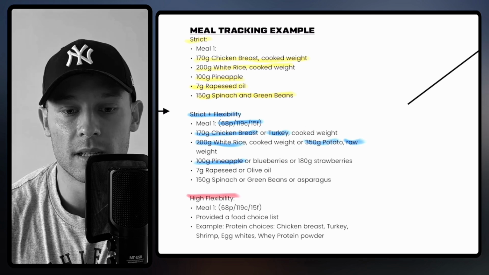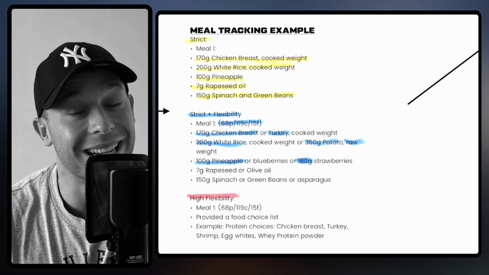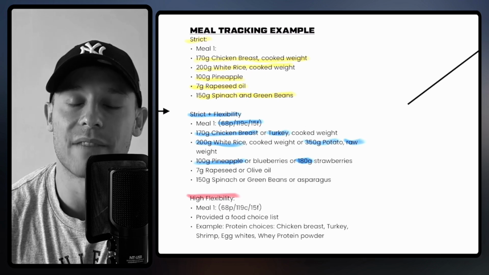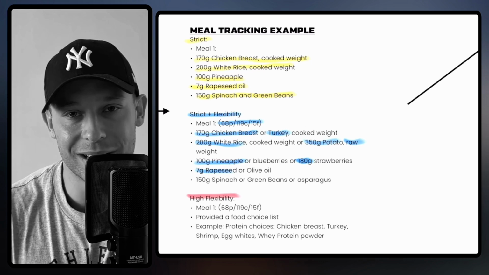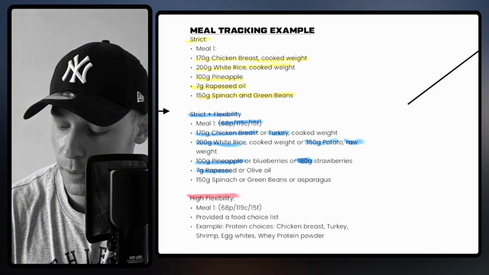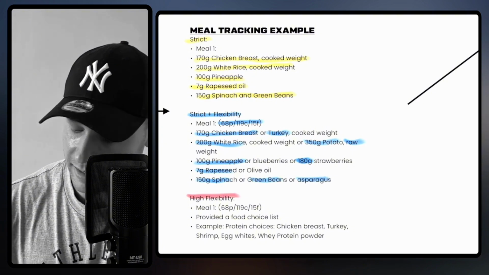Well, the strawberries are significantly greater in total volume, and I'm feeling a little bit peckish, so I'm going to have the 180 grams. I fancy a little bit of rapeseed oil tonight, so it's 7 grams instead of olive oil, and then 150 grams of spinach, green beans, or asparagus.